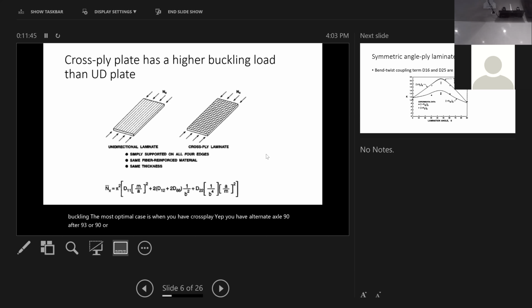That's because of all the other terms. D11 is not the only one that controls everything. These terms matter. So to make the overall term the largest, the cross ply makes more sense. They actually give you these terms that outweigh this term. So that is an interesting observation. You need to reinforce the transverse direction in order to avoid buckling when you load it in the fiber direction.